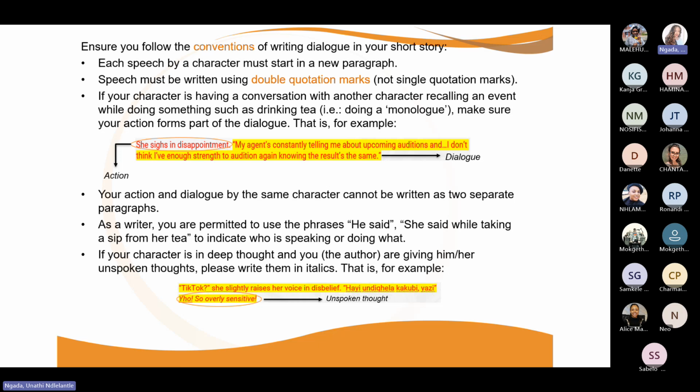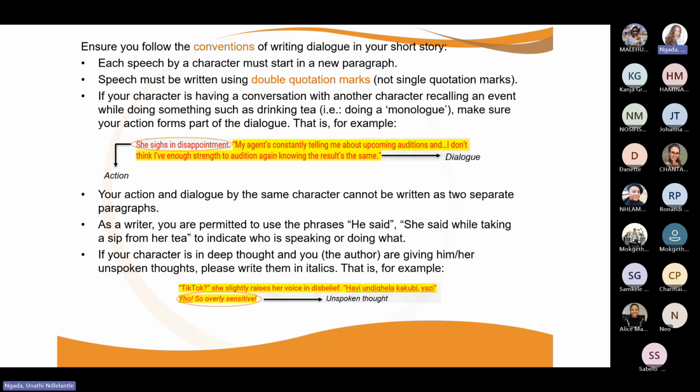If your character is having a conversation with another character and this character is actually recalling an event while doing something, like she is drinking water, drinking tea, please make sure that the actions form part of the dialogue. So, for example, here, the sentence that is circled in red, that is what I mean by the dialogue. So please ensure that you adhere to the conventions of writing dialogue, especially if your character is busy doing something while she is saying something to another character.